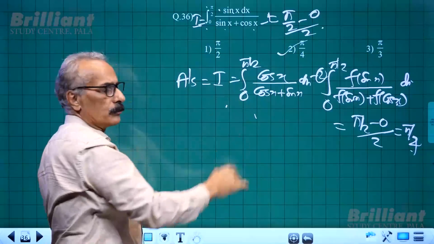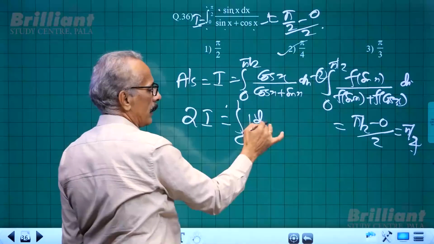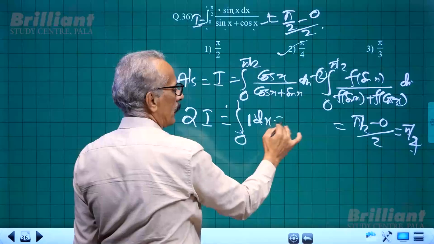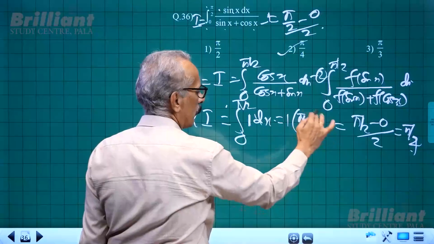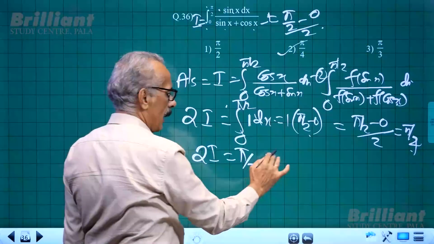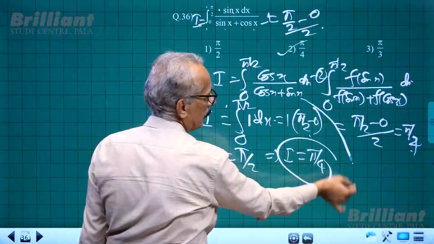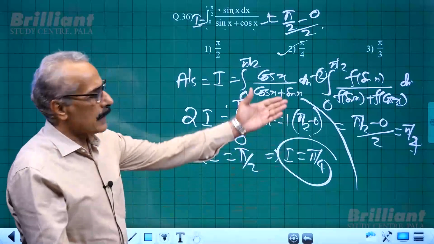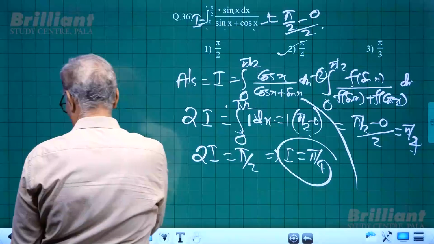Add these two. So, you get 2I equal to integral 0 to pi by 2 of 1 dx. Integral of any constant is constant into upper limit minus lower limit, pi by 2 minus 0. So, 2I is equal to pi by 2, that is I is equal to pi by 4. That's the way to solve it. But remember this: same thing with tan x and cot x, sec x and cosec x. Okay, on to the next.